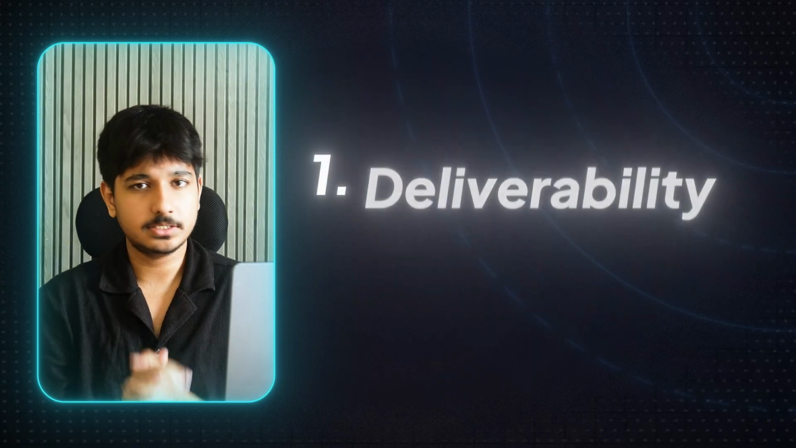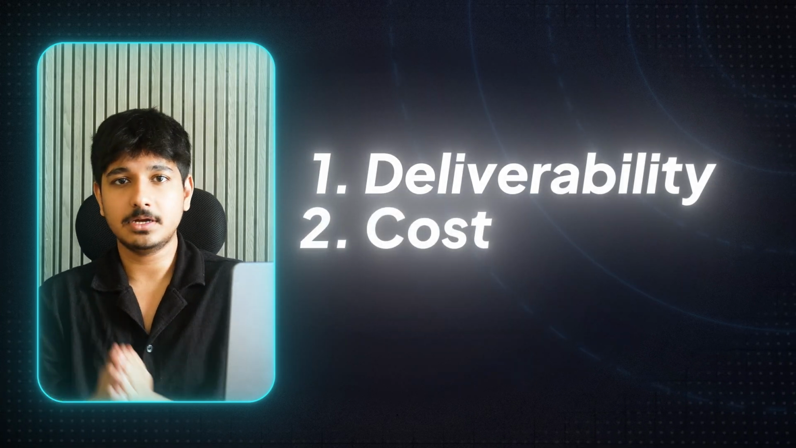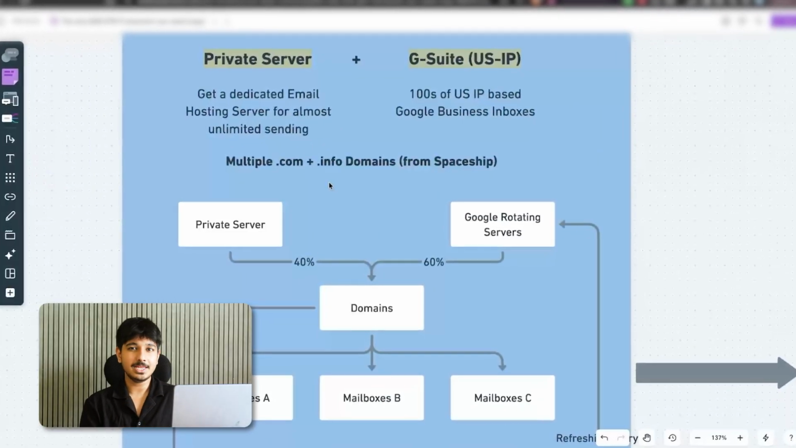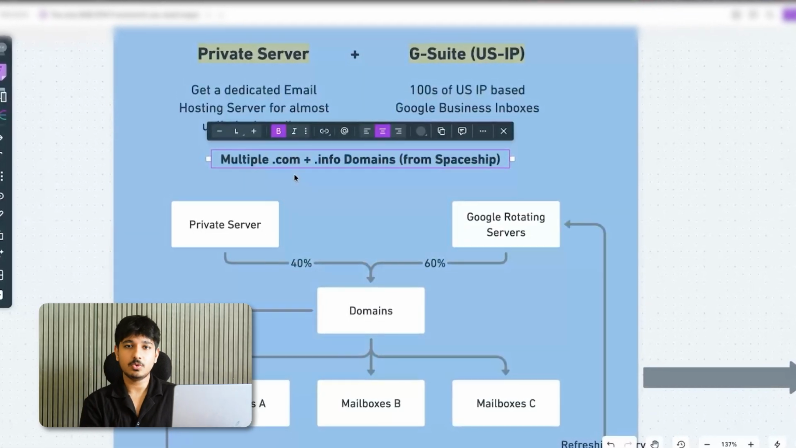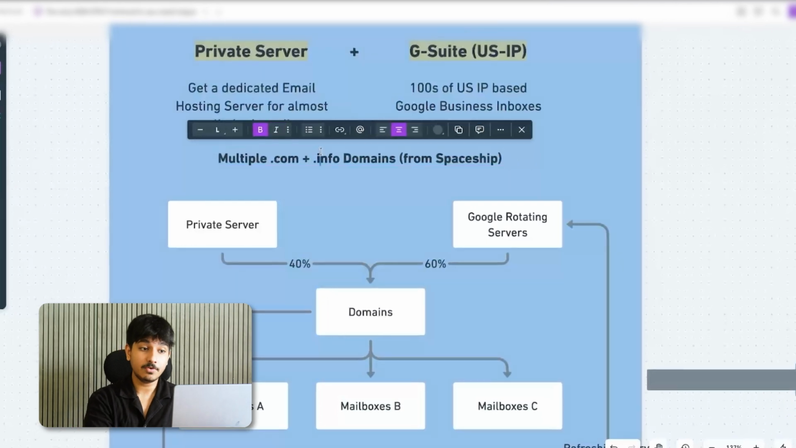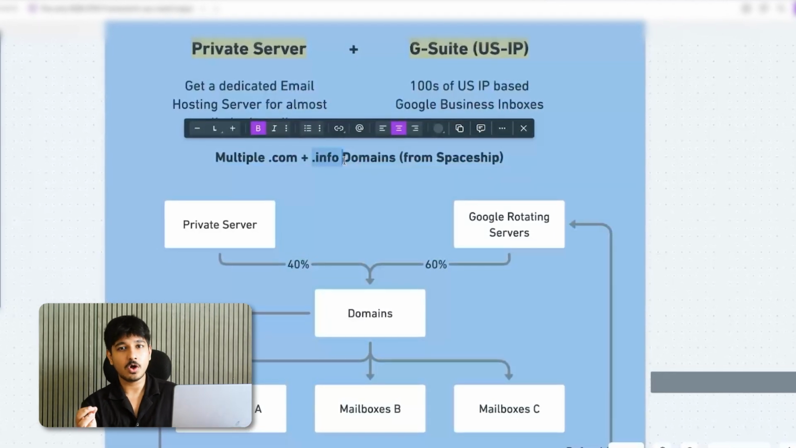Now, the reason why we are diversifying domains as well is a couple. First is the deliverability and second is the cost. So .com domains are typically almost 3 times more expensive than .info domains. .com are almost $10 to $12 per year per domain. .info domains are typically $3.5 to $4 per domain per year. And the deliverability difference between a .com domain and a .info domain is not that huge. .com domains will always deliver better, but the difference is not that huge, which justifies the cost. That's why what I personally do is buy 50% .com and 50% .info domains.